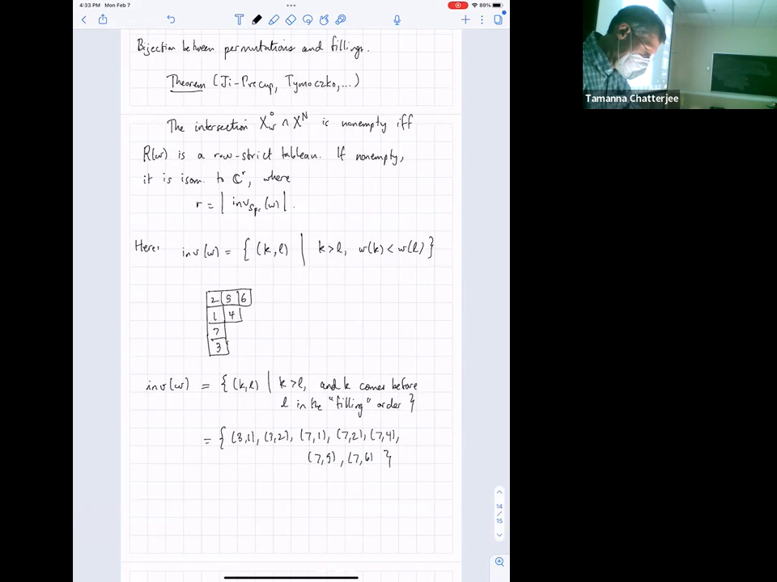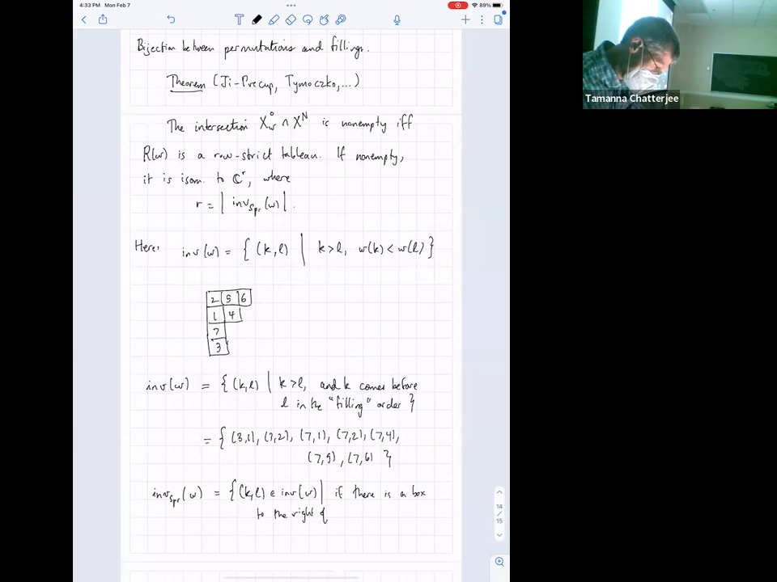Okay, so that's the set of inversions, and then the Springer inversions is equal to the pairs k, l in the regular inversions such that if there is a box to the right of the box containing l, with entry r, then k is less than or equal to r minus 1.